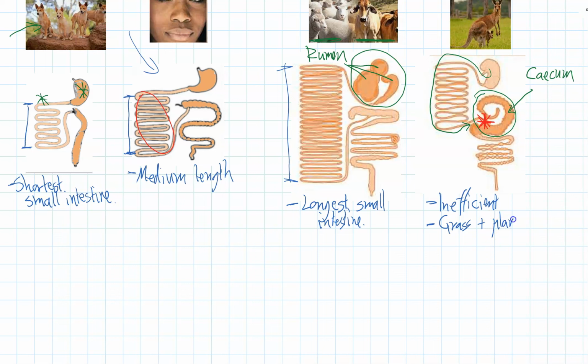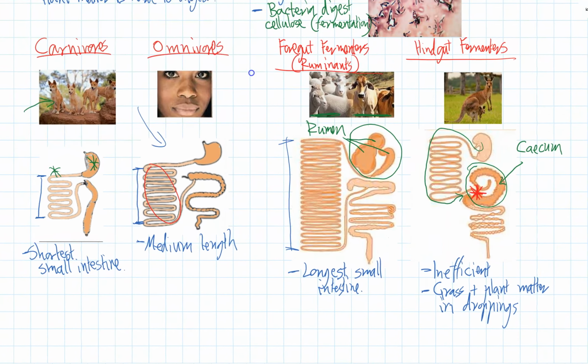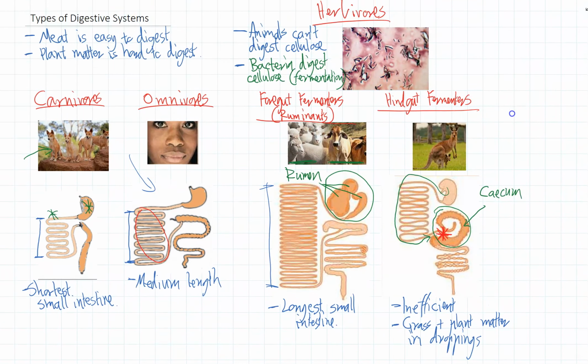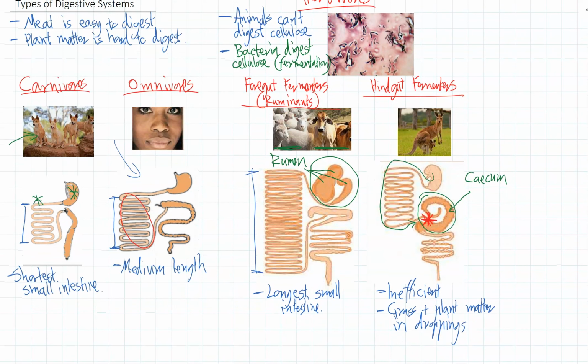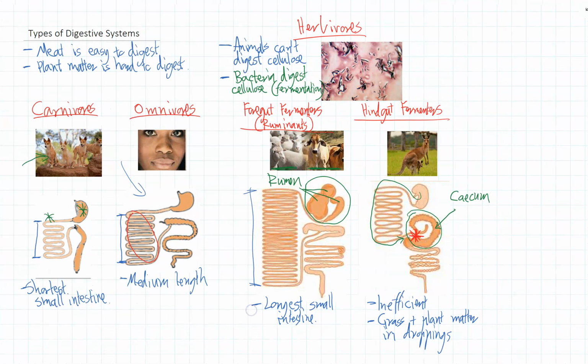So they have grass and plant matter that's still undigested, and it comes out in their droppings. And actually, one behavior that some of these animals do is they actually come along and will eat their droppings again so that they can try and keep digesting that grass and that material. Kangaroos do it, wombats do it. It seems disgusting, but it's helping them to try and keep breaking down that food. Alright, so that's the differences between all these animals' digestive systems.